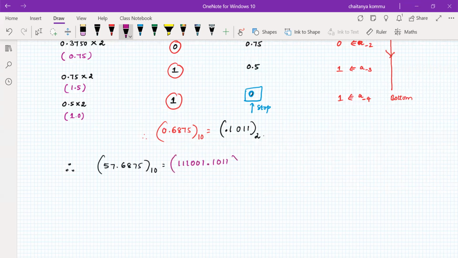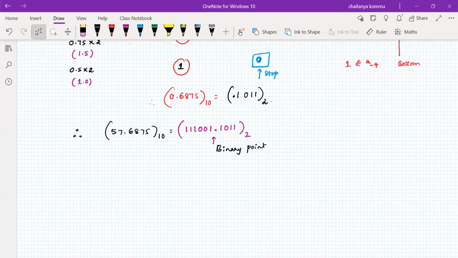111001.1011 base 2. This point is called the binary point. I want to name it binary point. We will talk about the binary-related information at a later point of time, but we normally talk about the binary point. Whether this is correct or not, how do we verify? Again, we have to start in this way. I don't want to explain that in more detail.